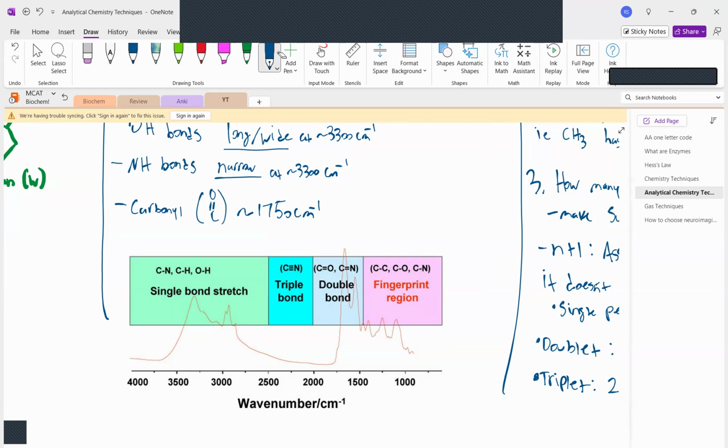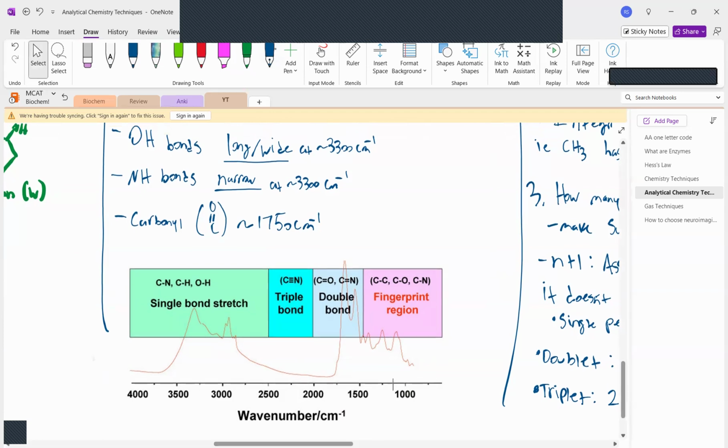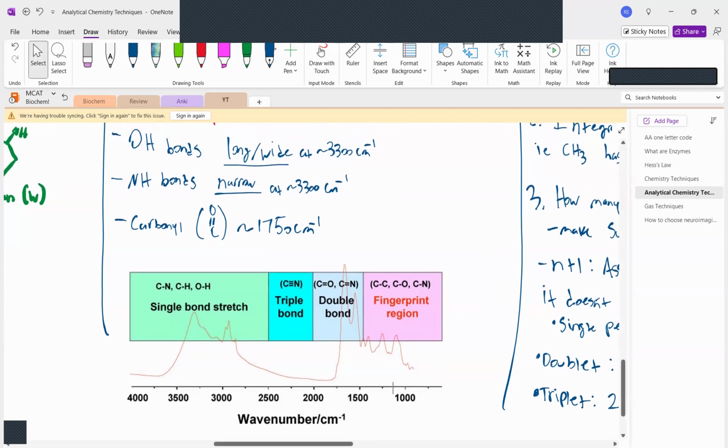But also the fingerprint region is not really important, because this is where the electronegativities of the pairs are so similar. You could see the carbon-carbon bond is the same thing on both sides. There's not really much excitation because the electronegativities are so similar.